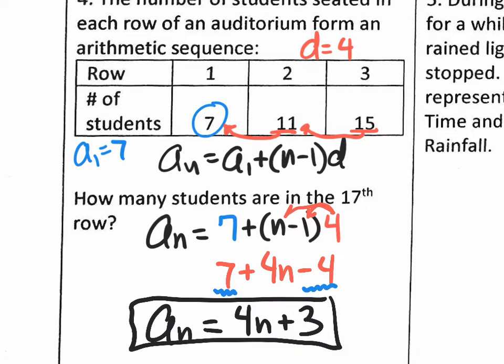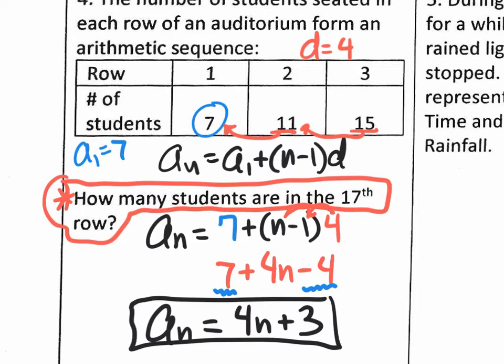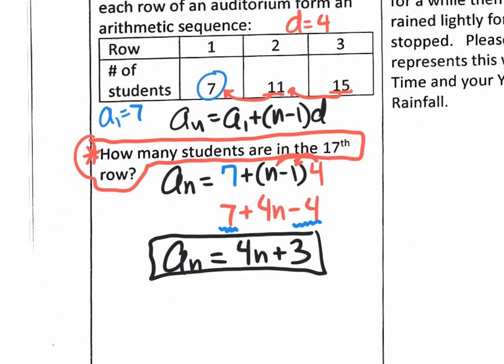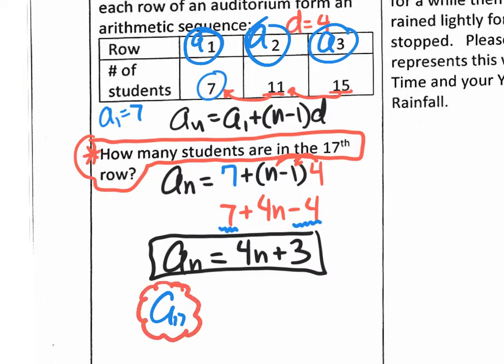Now, this is the a sub nth rule that you will see on your multiple choice. In addition to that, they ask this extra question right here. It says, how many students are there in the 17th row? How do we figure that out? How many students are in the 17th row? Plug in 17, right? If this is a sub 1, which is 7, a sub 2, which is 11, a sub 3, which is 15, you got to keep going till you get to the 17th number. So all you have to do is plug in 17. Actually, this a sub 17 you don't even need, that's just the name. Where you're really plugging in is right here. 4 times 17 plus 3.